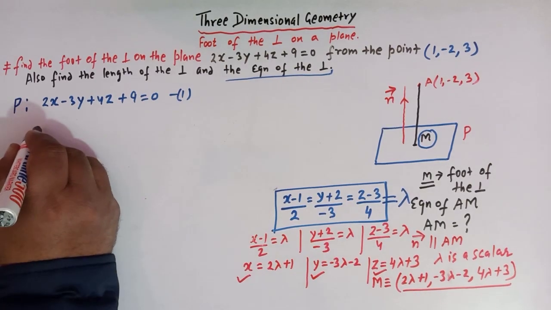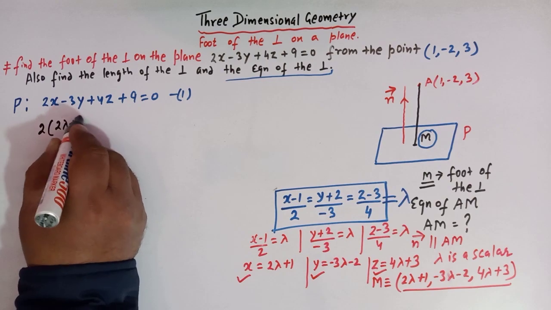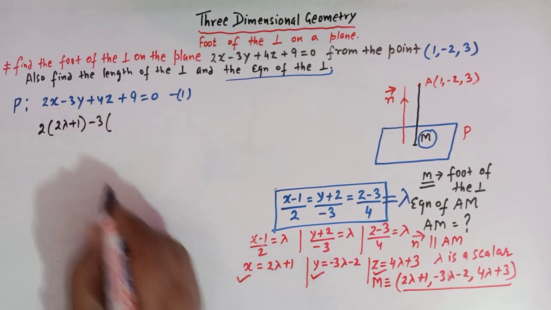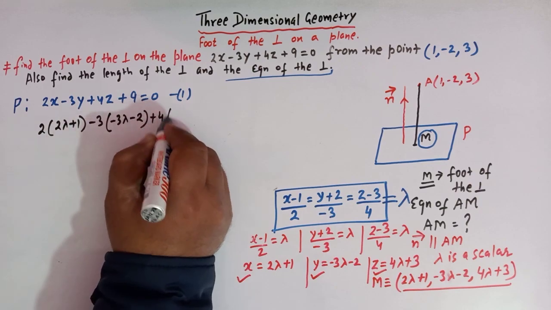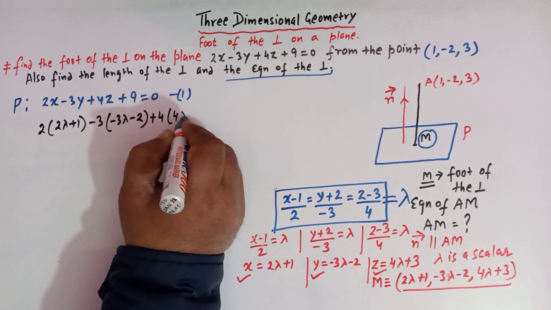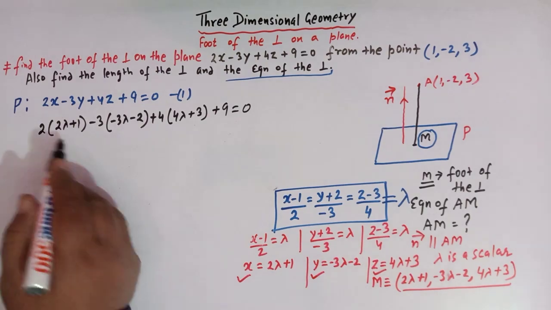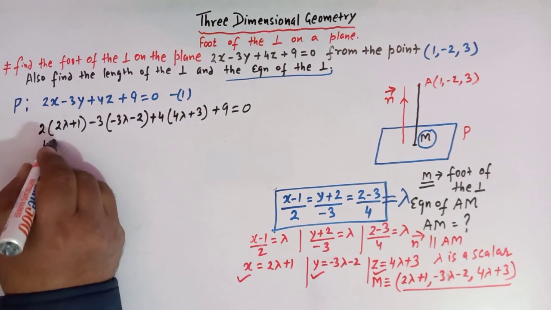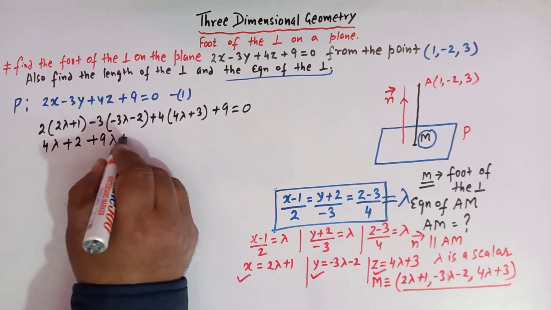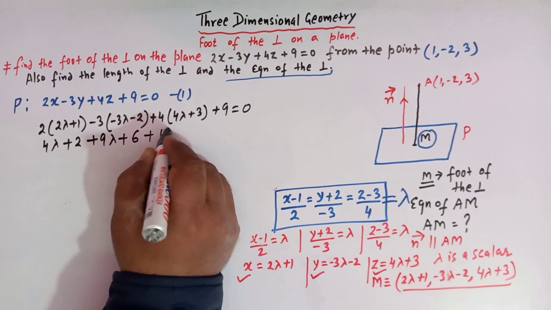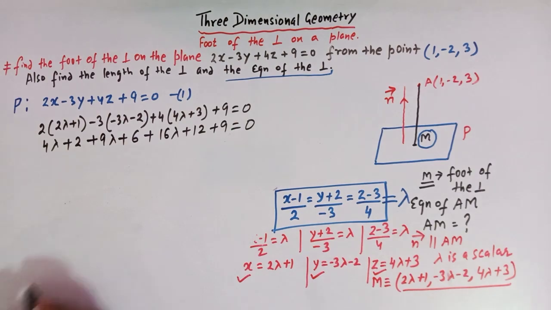So now we can write here 2 times x, which is 2 lambda plus 1, then minus 3 times y, which is minus 3 lambda minus 2, then plus 4 times z, which is 4 lambda plus 3, and plus 9 is equal to 0, right? Now let us simplify it. So we have 4 lambda plus 2, plus 9 lambda plus 6, plus 16 lambda plus 12, plus 9 is equal to 0, right?